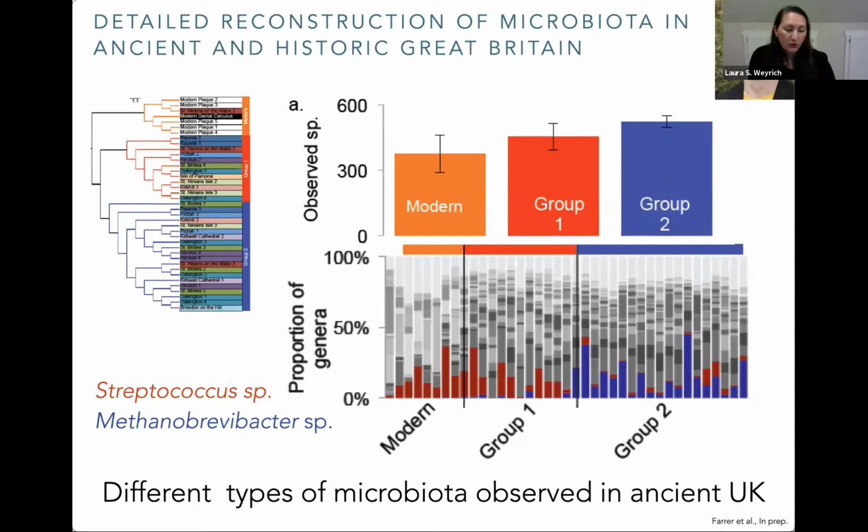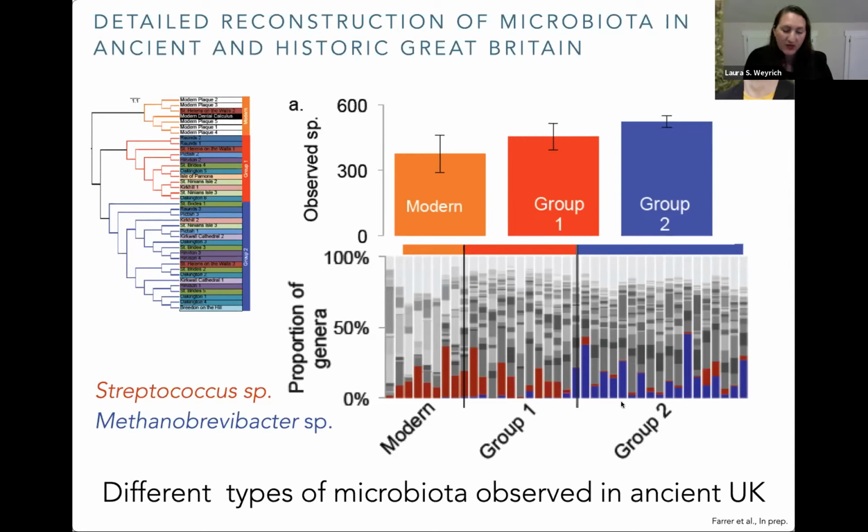One is a group that is dominated by Streptococcus, shown here in red, and the other is a group dominated by an archaeal species called Methanobrevibacter. What's fascinating is the Streptococcus type of microbial communities that we see are actually very similar to what we see in modern Europeans, suggesting that may be a precursor to the modern industrial oral microbiome that many of us share today if you have European heritage. And group two is largely lost. We really don't see Methanobrevibacter in modern humans at all, except for people who are suffering from very severe periodontal disease.